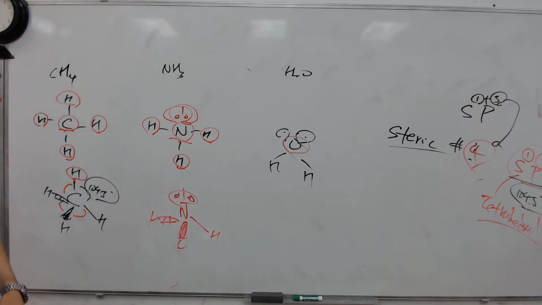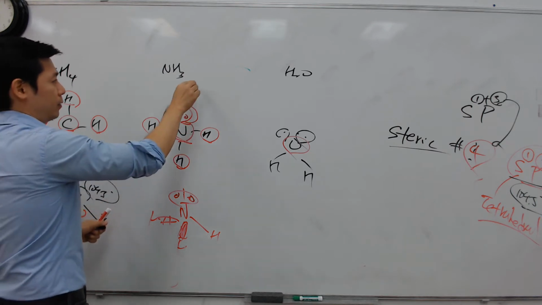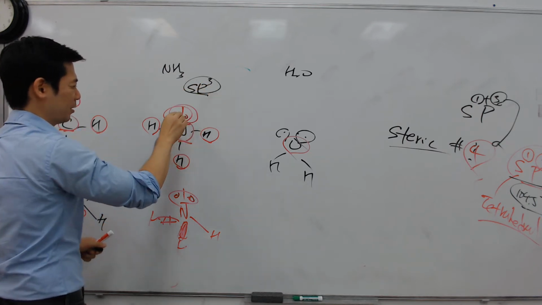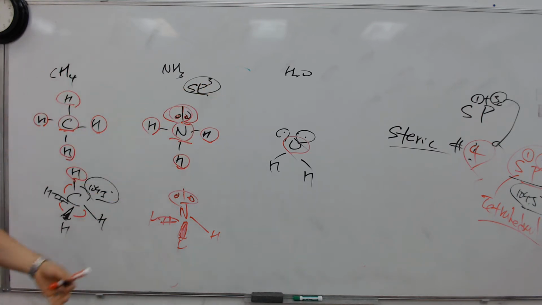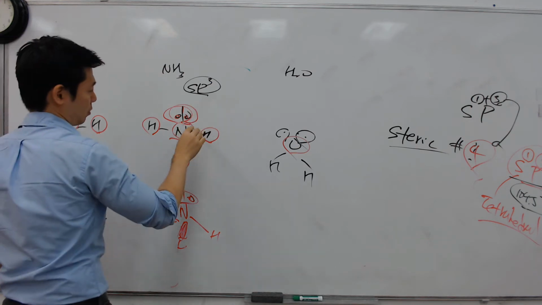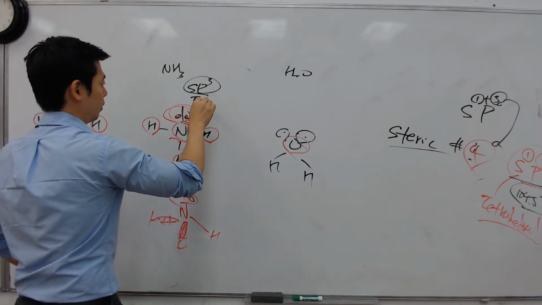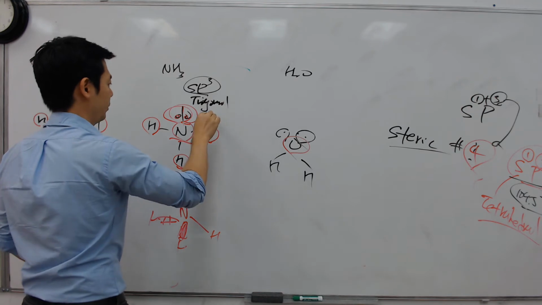Now, what do you call this, guys? If it's sp3 central atom hybridization, but one of them is a lone pair of electrons, what do we call this? It's called a trigonal pyramid.